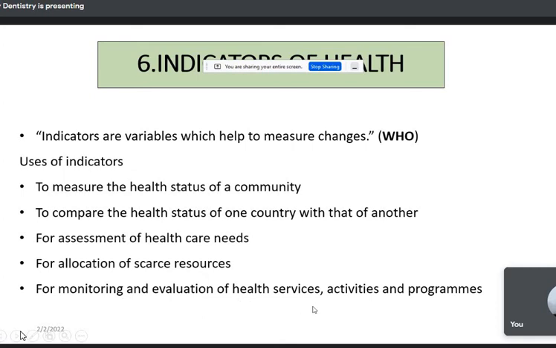So here, for example, let's say you want to see the change in the death rate. Suppose you want to see the infant mortality rate. Infant mortality rate is also one of the indicators of mortality. When you see the infant mortality rate, you see the status of the death of the infant in a particular country. But now when you compare the infant mortality rate of Nepal with that of India, let's say if the infant mortality rate of Nepal is higher than that of India, then you can say that the health status of Nepal is not as good as that of India. So this is how the indicator will help you to know that.